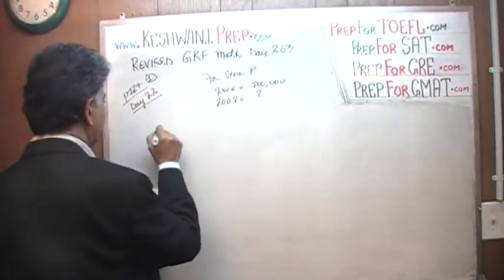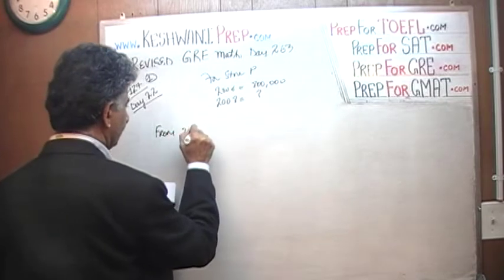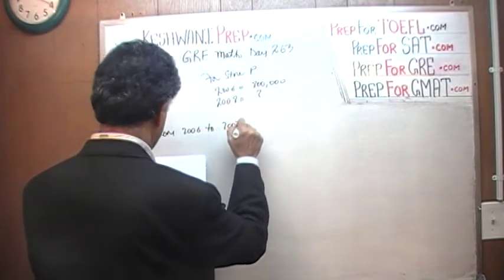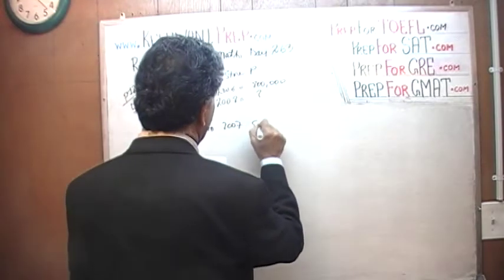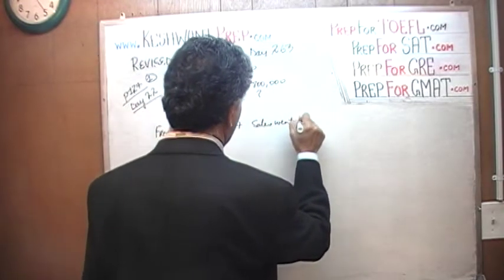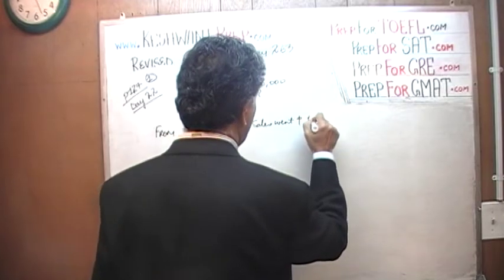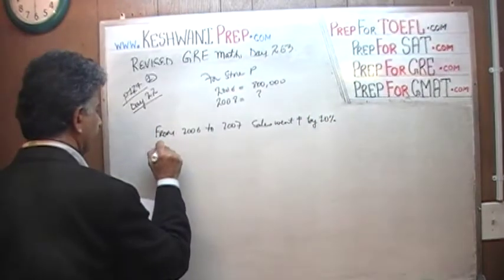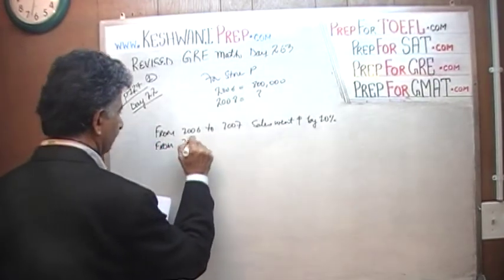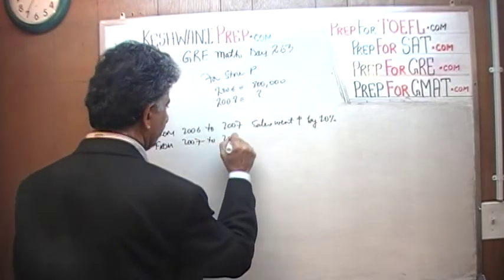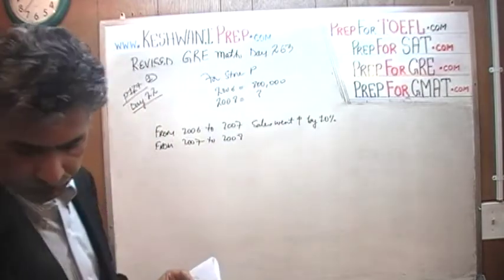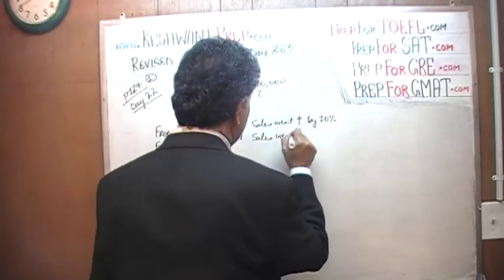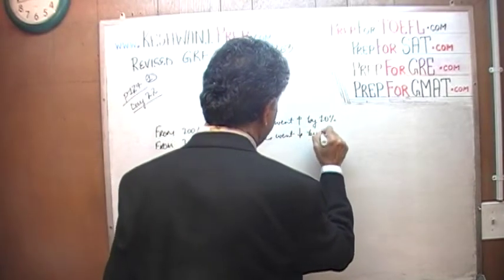We are told that from 2006 to 2007 the sales went up by 10%, and then from 2007 to 2008, if you look at the chart carefully, we have a drop. Sales went down by 10%.